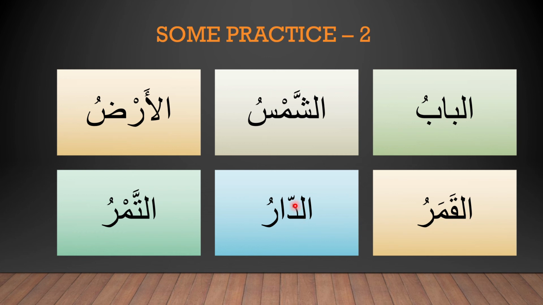And then there is dal. Dal is a shamsi letter, and shamsi means sun. It is a sun letter, and there is a shadda on top, so the lam sound will be skipped. Ad-daru. The lam sound, even if it's there, will be skipped. Then there is ta. Again there is shadda, which means that ta is a shamsi letter, a sun letter, and so the lam sound will be skipped. At-tamru.